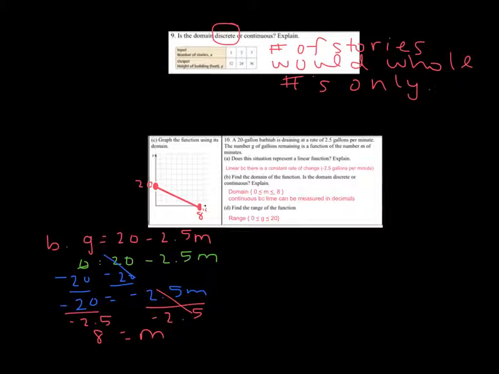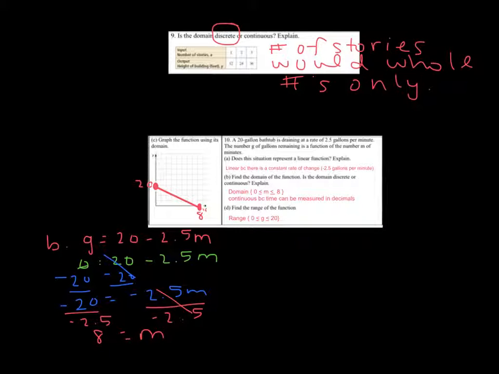So if g is a function of m, then we know that g, the number of gallons left in the tub, would be our y value, or our dependent variable, which we use to find our range. Okay, so when I wrote my equation, I had the number of gallons equal to 20 minus 2.5m. I know that I'm subtracting the 2.5m because it's draining at a rate of 2.5 gallons per minute.